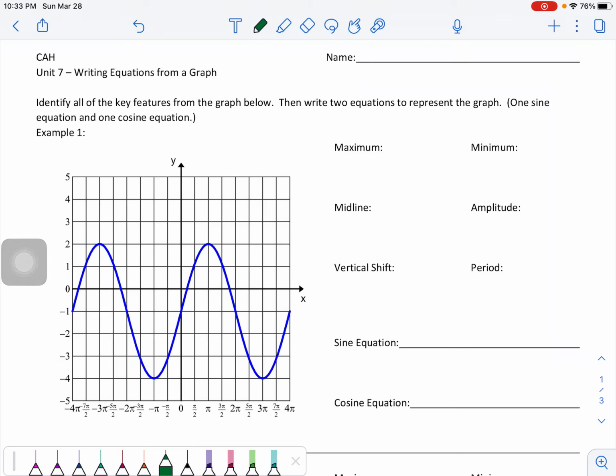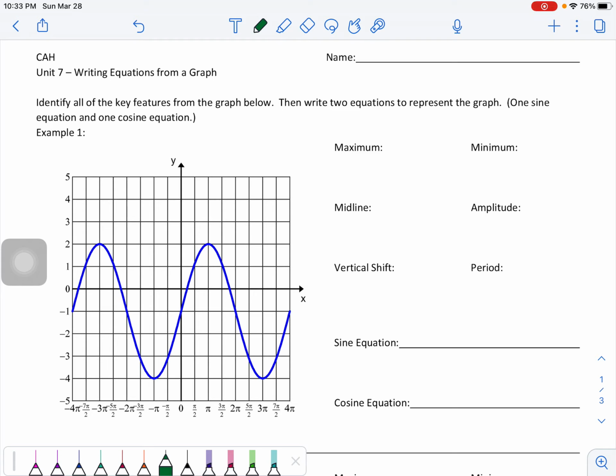So the last thing we're going to do with sine and cosine is to actually reverse the whole process. We're going to write an equation given a graph. So we're going to jump into the first. We've got two examples here, and then the rest of the problems on here will be part of the key. Ask any questions that you have, but I'm not going to do a video on those.